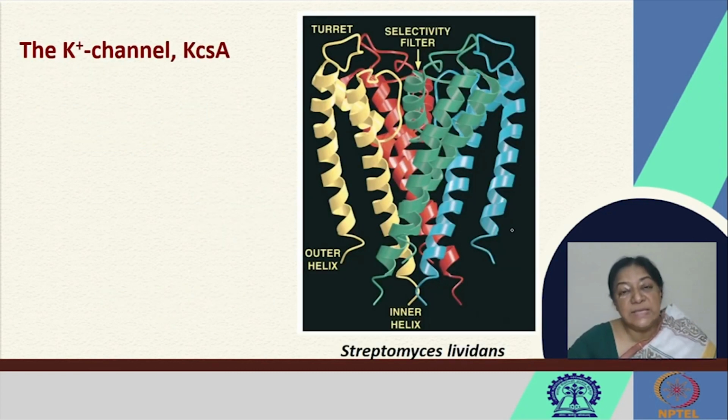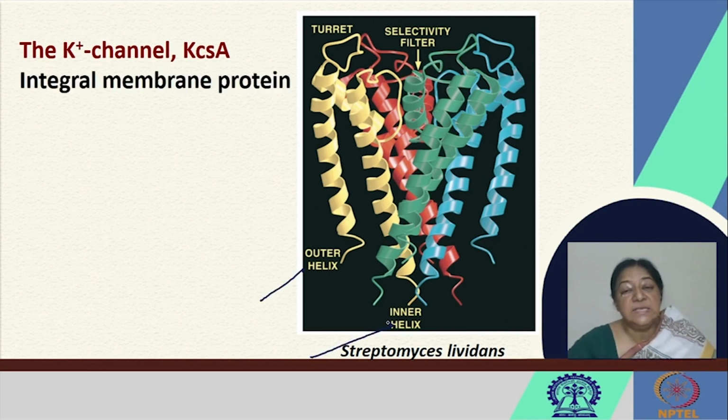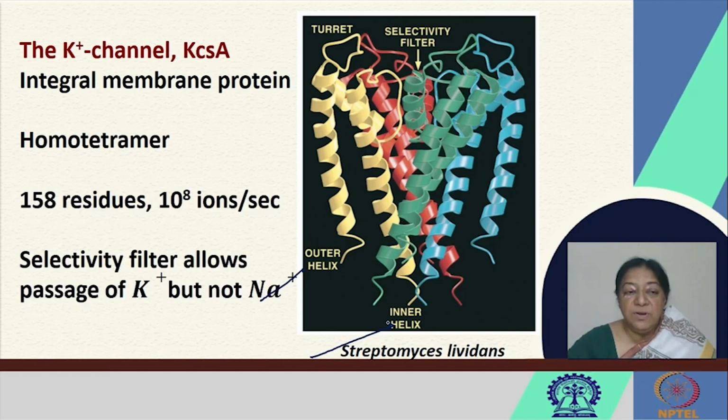When we look at this K plus channel, a very interesting protein, we have its structural aspects with the specific helices, where we have an outer helix and we have an inner helix. In this case, this is an integral membrane protein, a multi-helical protein. It is a homotetramer. It has 158 residues and has the capacity to transfer 10 to the 8 ions per second. And the selectivity filter that is here in the center of the protein, or center of the channel, allows the passage of K plus only and not Na plus.